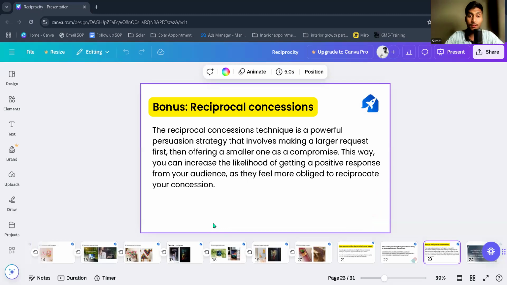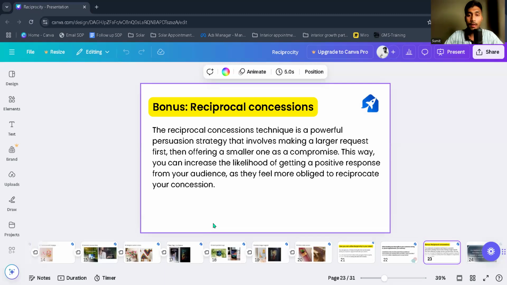Okay. So the bonus, reciprocal concession. This is the bonus that I haven't disclosed in the beginning of the video, but this is something that is a lot powerful. So let me disclose it over here. The reciprocal concession technique is a powerful persuasion strategy that involves making a larger request first, then offering a smaller one as a compromise. This way, you can increase the likelihood of getting a positive response from your audience as they feel more obliged to reciprocate your concession. Let me explain it to you. You do this in your day to day life, right?